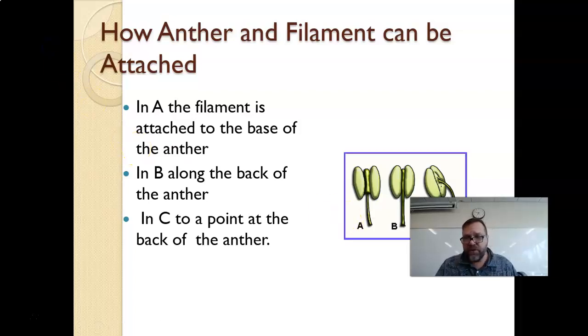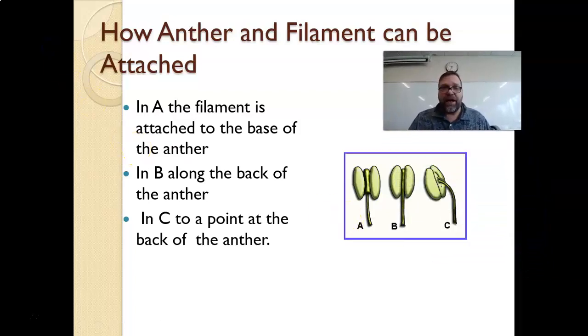And we're going to jump back in here, talking about how anthers and filaments can be attached. Okay, I'm not sure if this is in the notes. I'm seeing if I can find it. It does not look like it's directly in the note packet there. That's okay. Anthers and filaments can be attached. In A, the filament is attached to the base of the anther. In B, it's along the back. And in C, it's at a point at the back of the anther. Notice there are the 3 different points, how they can be attached. Again, not in your note packet.